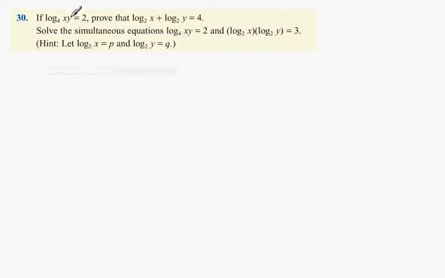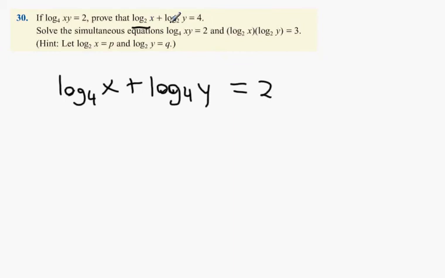This one here is log xy to base 4 equals 2. Prove that log 2x plus log 2y equals 4. Okay, I suppose I'm going to go for log 4x plus log 4y. Does everybody know why I started off with that? In this one it's separated, in this one it's not. So I have to separate it out.